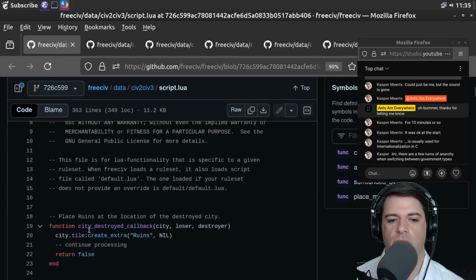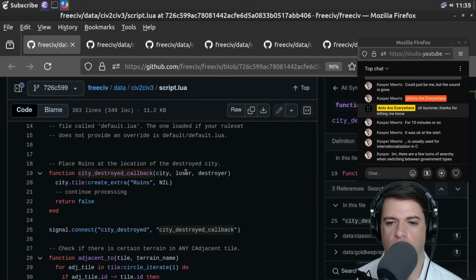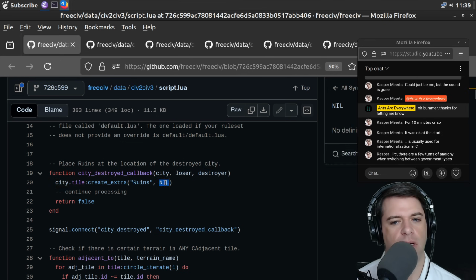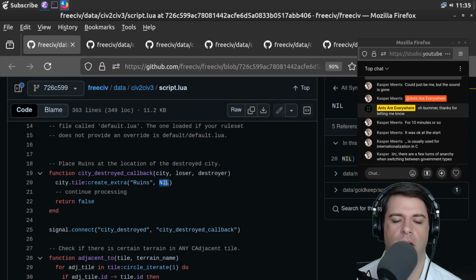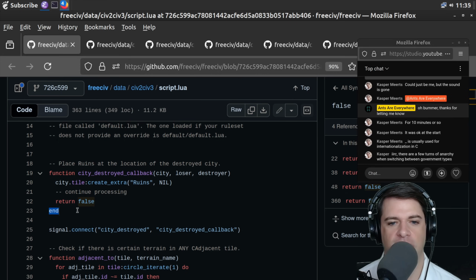The script, I don't know what script.lua is going to be about. It is a Lua file. It's not a rule set. We have things like city destroyed callback. You tell it the city, the loser, and the destroyer. Place ruins at the location of the destroyed city. So we're going to call city.tile, create extra, ruins, nil. I don't know what the nil is doing there, but whatever, continue processing, return false.